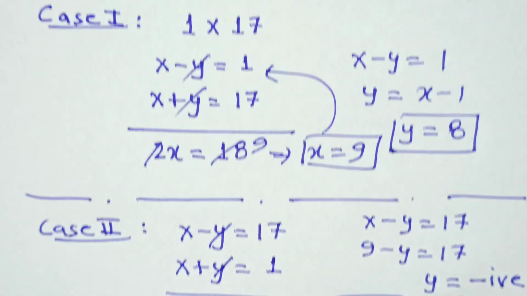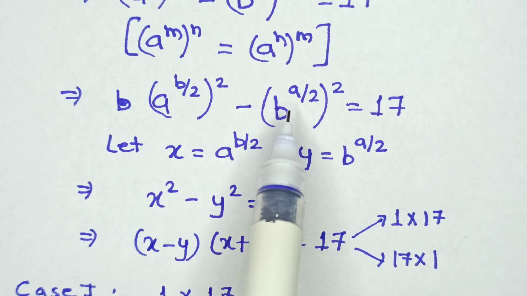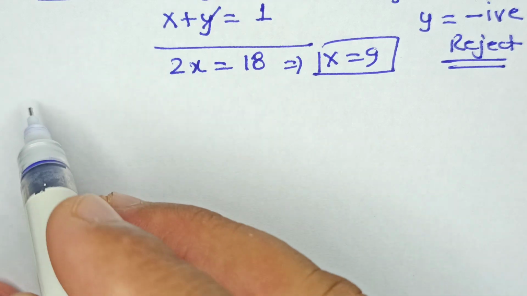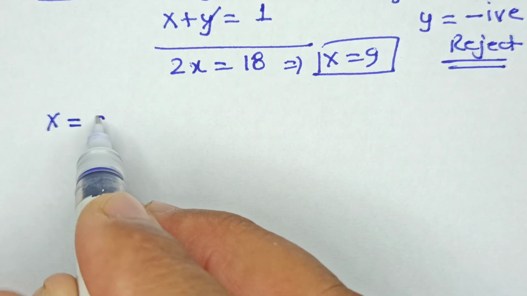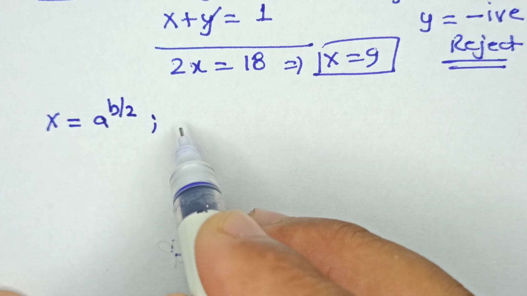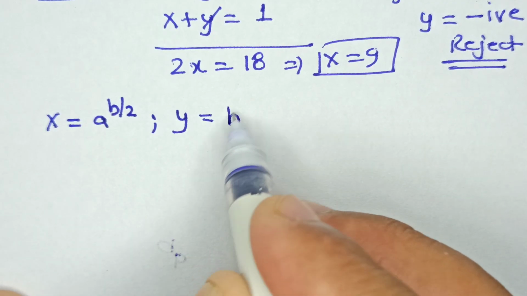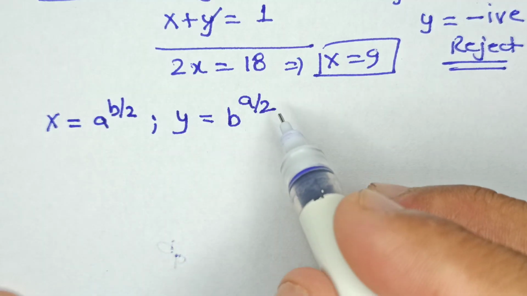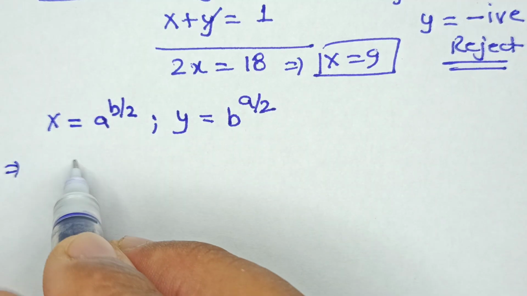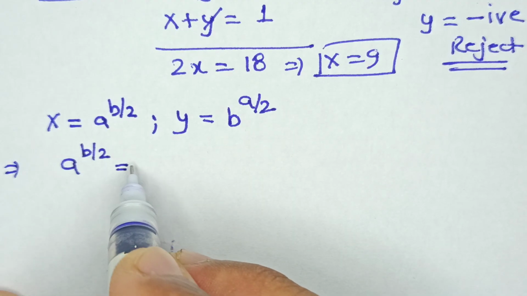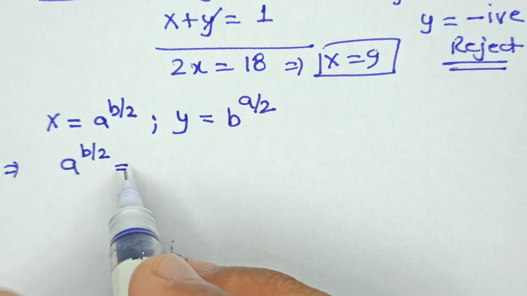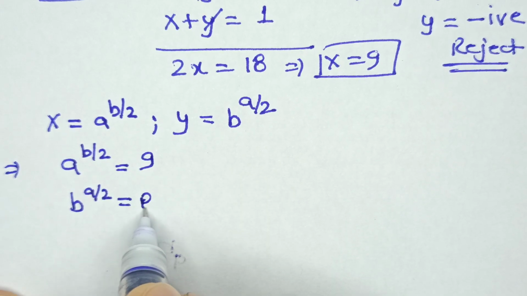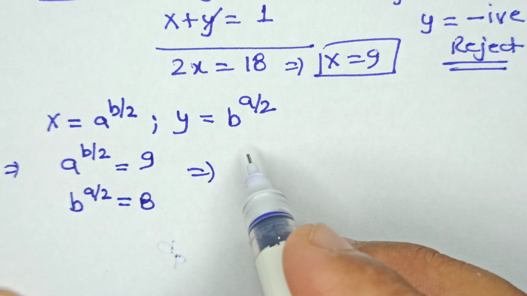Now, if you remember, the ultimate objective was to calculate the values of a and b. In this question we have assumed that x is equal to a raised to the power b divided by 2 and y is b raised to the power a divided by 2. Now let us put these values over here. So a raised to the power b by 2 is 9 and b raised to the power a divided by 2 is equal to 8. Now let us divide both these equations.